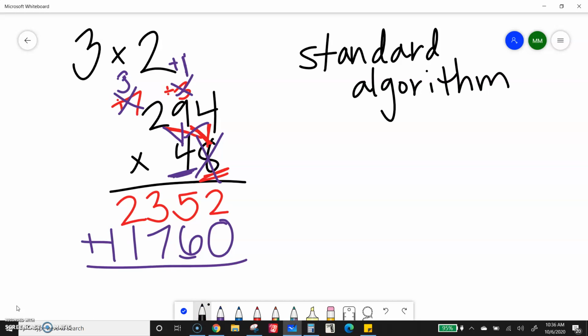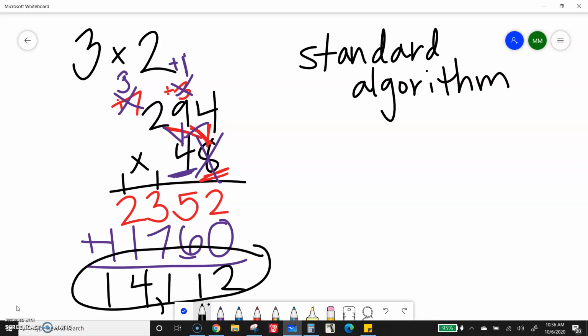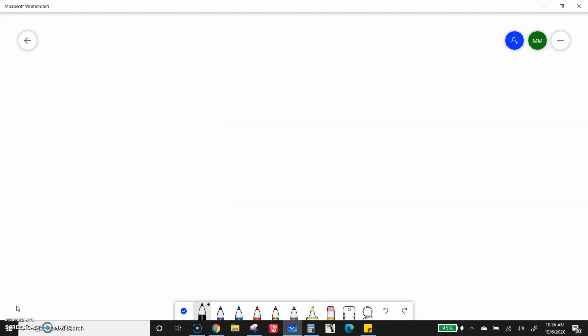Now I'm going to add. So 2 plus 0 is 2, 5 plus 6 is 11, 7 plus 3 is 10, plus 1 is 11. Add, I get 4, and just my 1 there, so 14,112 is my answer. Now watch the second one, but if this is feeling confusing, go try one of the other methods. I personally think the other methods are easier. Not better or worse, just a little simpler to how they're laid out.